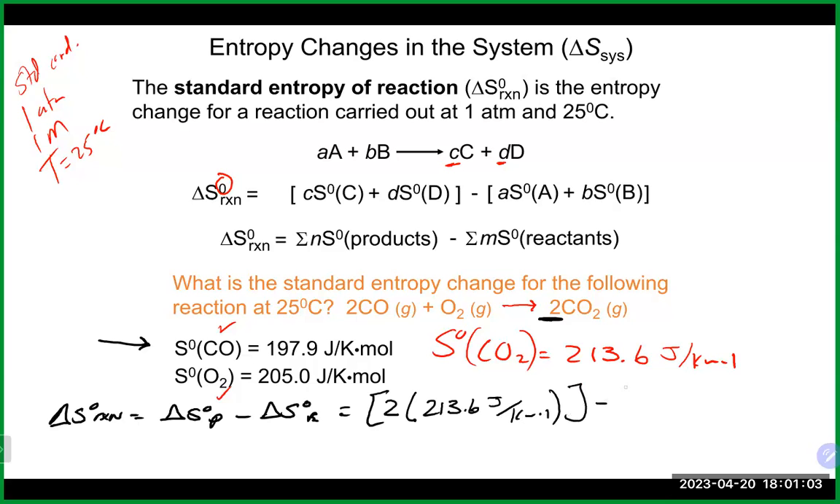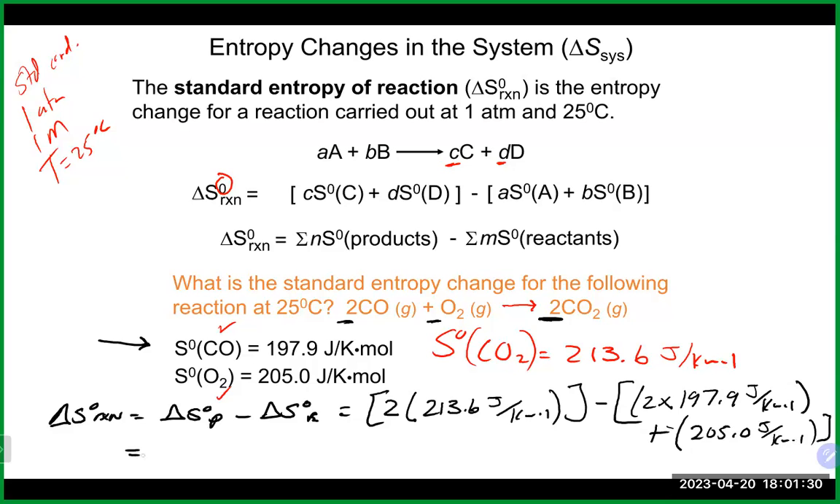We are then going to subtract it from our reactant side, which is 2 times the value of CO, which is 197.9. We're then going to add it to our other reactant here, which again, unlike delta H, we will find a value for O2, and that value is 205 joules per Kelvin per mole. Putting all that together, maybe a minus 173.6 joules per Kelvin, if you like.